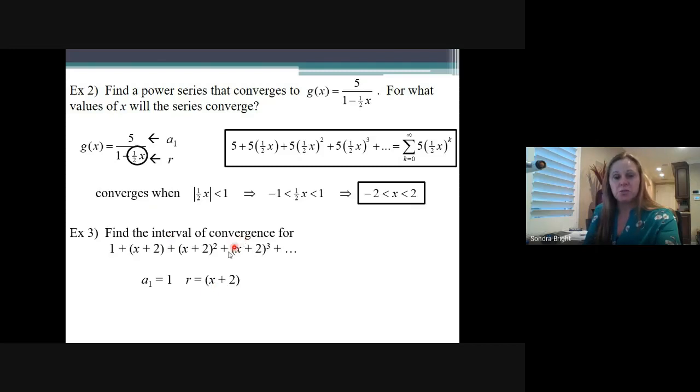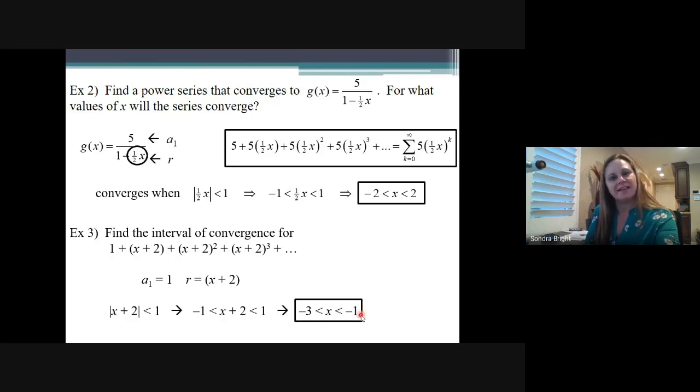So this converges when the absolute value of r is less than 1. So absolute value of x plus 2 is less than 1. Remove the absolute value symbols by putting them between -1 and +1. And then you want to solve for x. In order to do that, you need to subtract this 2. And you can do that as long as you do it to all 3 parts of this inequality. So -1 minus 2 will give you -3. 1 minus 2 will give you -1. Your interval of convergence is between -3 and -1.